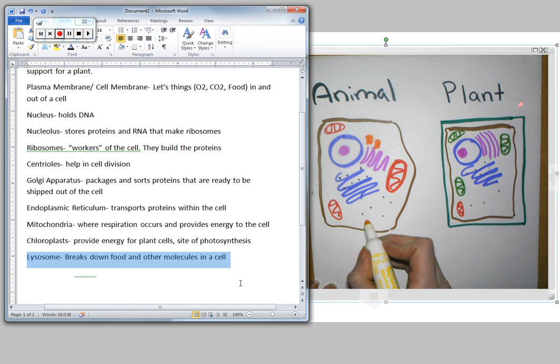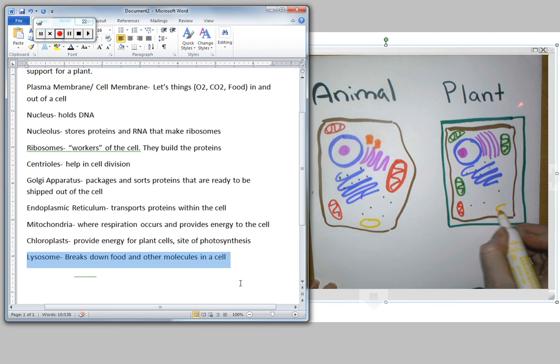Okay. Next up, we have a lysosome. And lysosomes are essentially little packets that break down molecules within a cell. And their little packet is full of enzymes. And we know all about enzymes through our lab that we just finished. And these guys will also help in breaking down the cell when the cell is programmed to die.